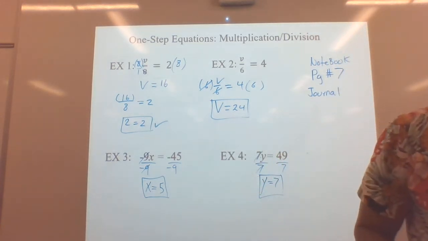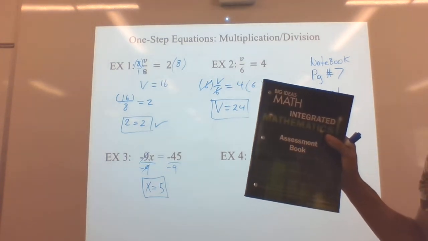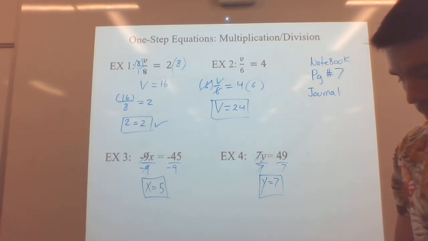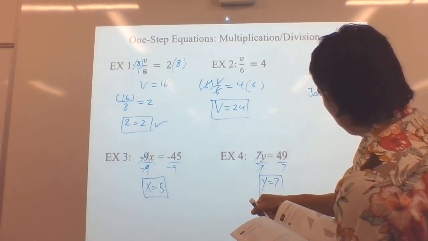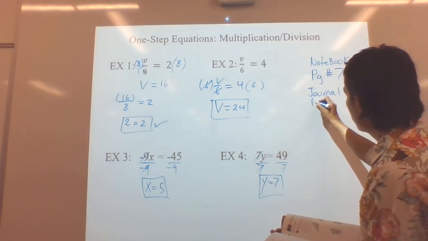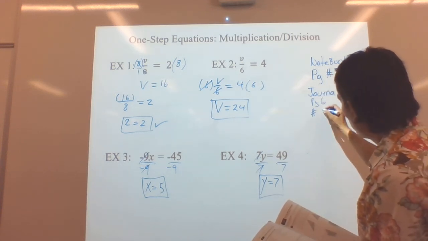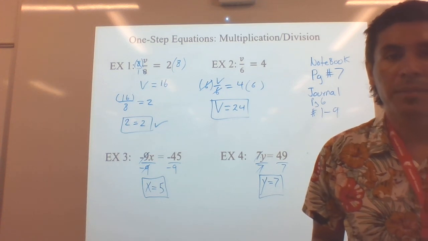And then the journal, and when I say journal, I mean this one here, okay? On the journal, we're going to do pages, let me see here. Where's my journal? We're going to do page 6 on the journal. Page 6. And we're going to do numbers 1 through 9. Okay. That is your homework.